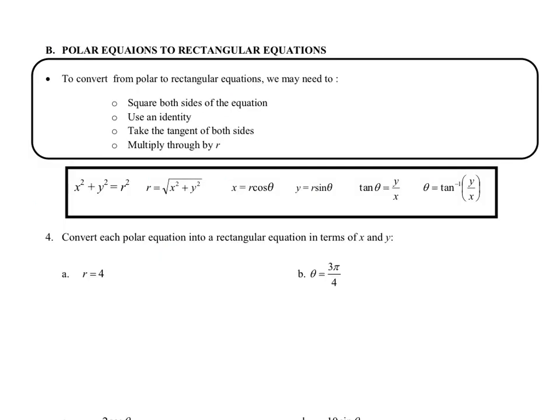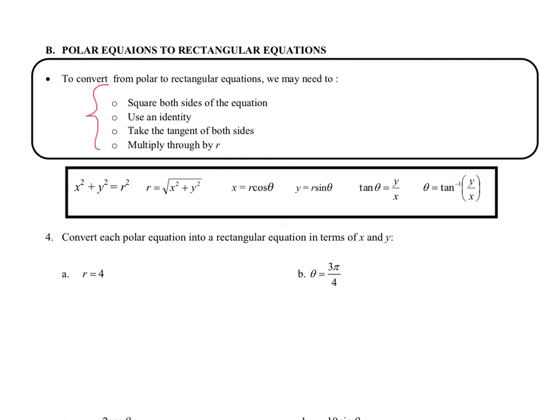Last set of examples. Now we're going to convert polar equations to rectangular equations. These ones are a little trickier. We still have our 5 equations which we use to look at the relationship, but sometimes we need to do a couple of other things, and these are some techniques that you might try. You might square both sides of the equation, replace something using an identity. You might need to take the tangent of both sides, or you might multiply or factor through by r.